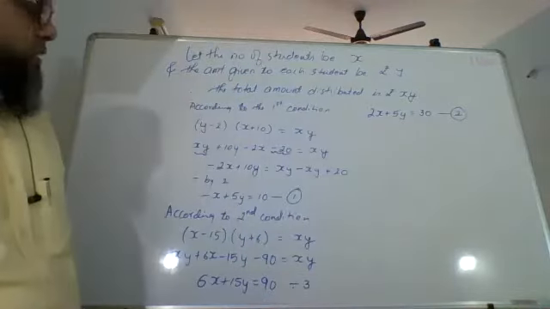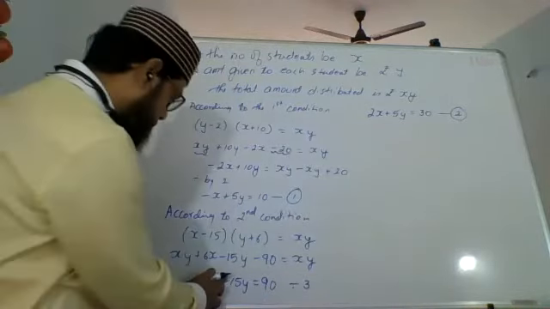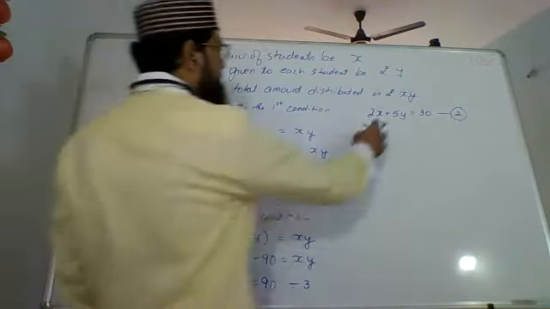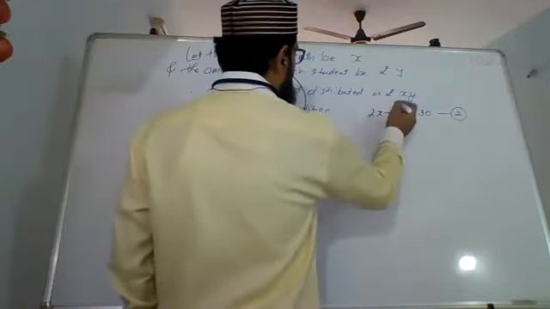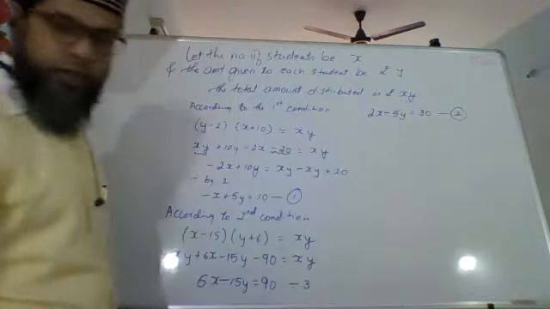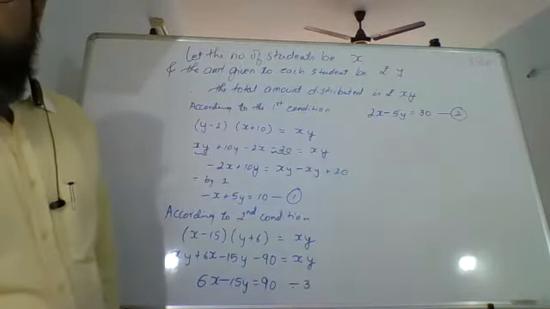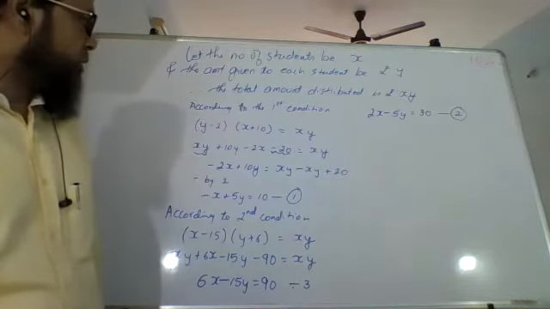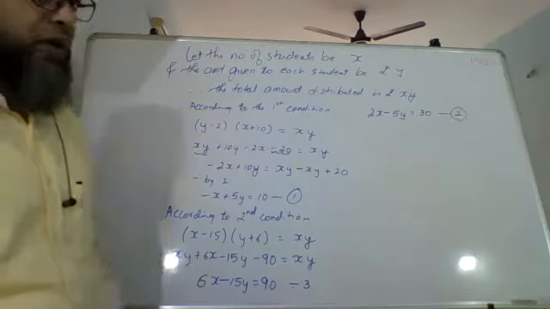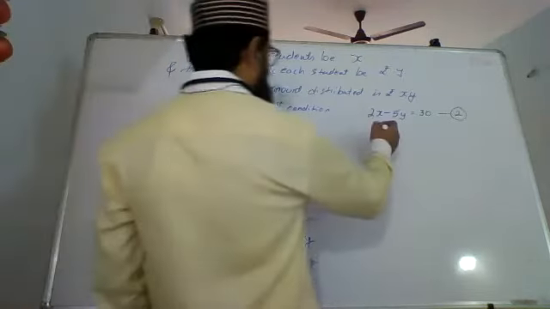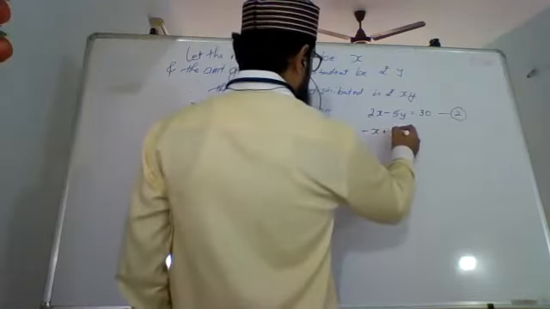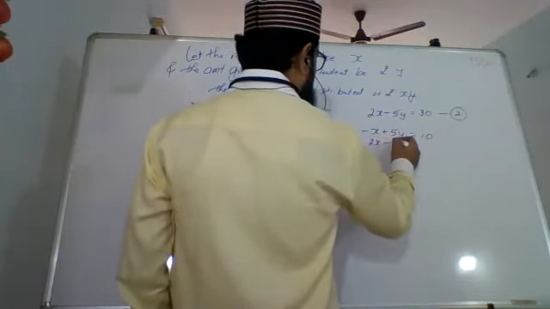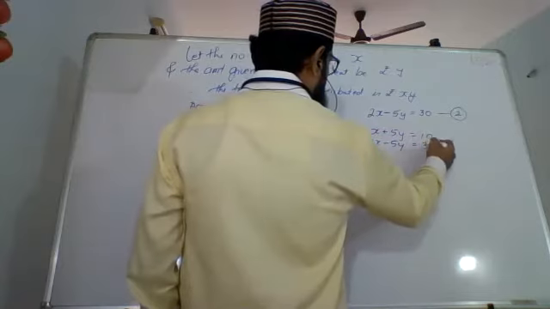2x plus, this is minus, not plus. Minus 2x minus 5y equals to 30. First equation is minus x plus 5y. Second equation is, so I'm already having 5y. So I'll just take both of them together. So minus x plus 5y equals to 10, and 2x minus 5y equals to 30.